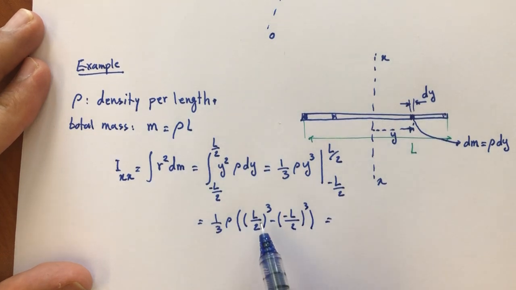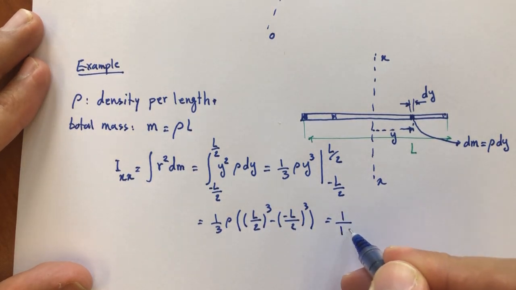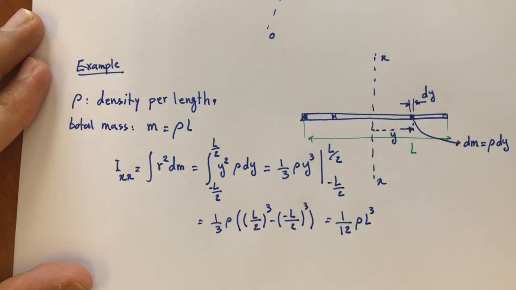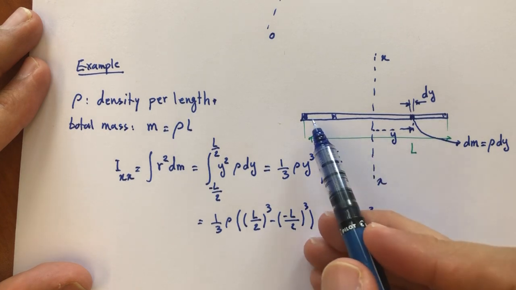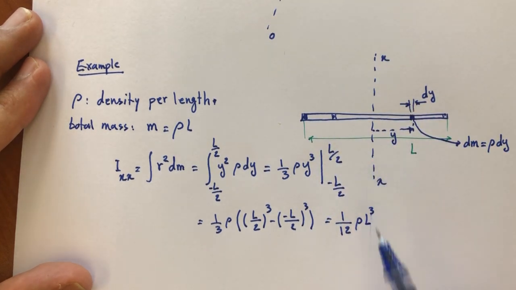So it's going to be L cubed over 8 plus L cubed over 8, L cubed over 4 times 1/3. It's going to be 1/12 rho L cubed. So this is the mass moment of inertia of a uniform rod about this axis.